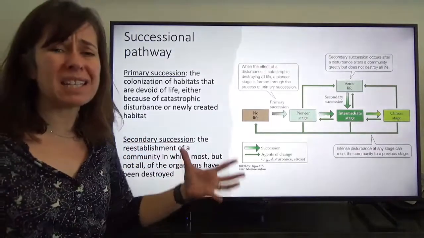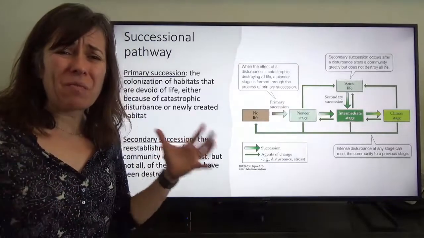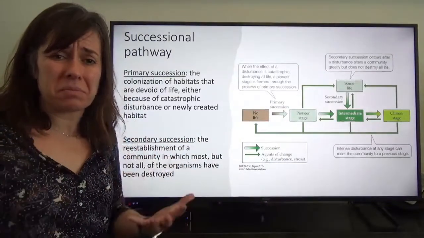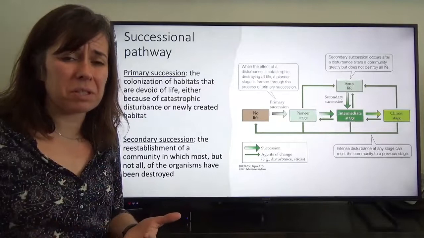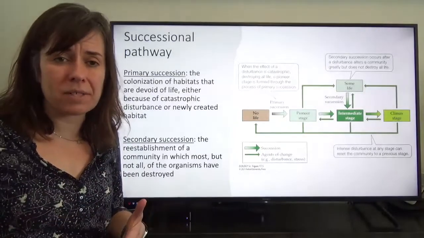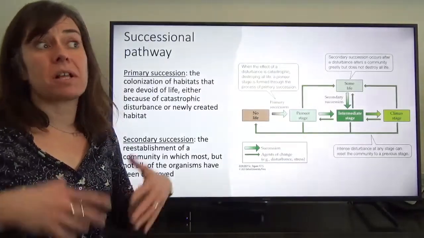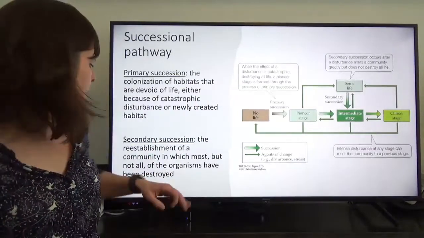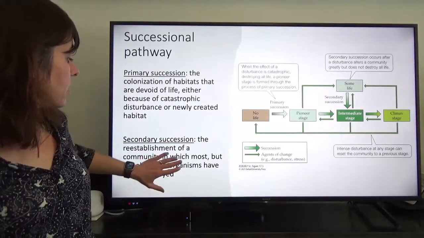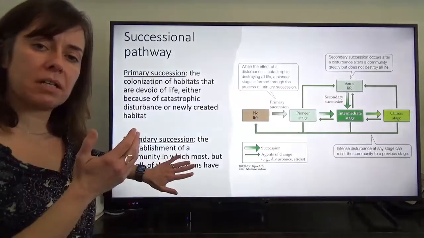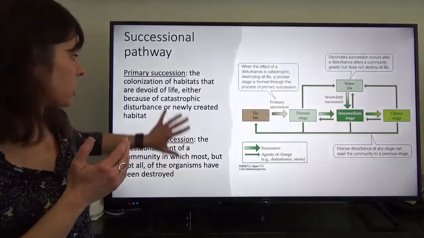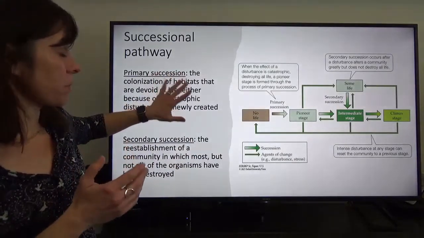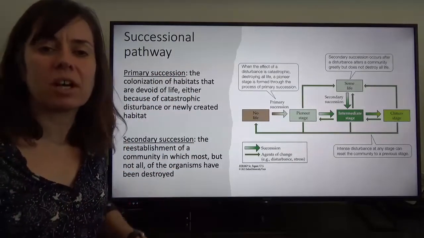Okay, so you've still got some of the organic material from the original system there. Typically you'll still have soils, maybe you'll still have some seed bank, maybe you'll still have some dead standing or maybe even live standing individuals. But it has mostly been wiped out, though not to the same extent as primary succession, where you're really starting basically on bare rock.